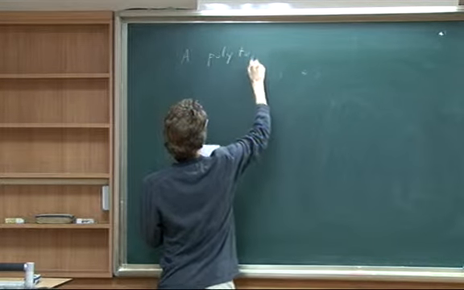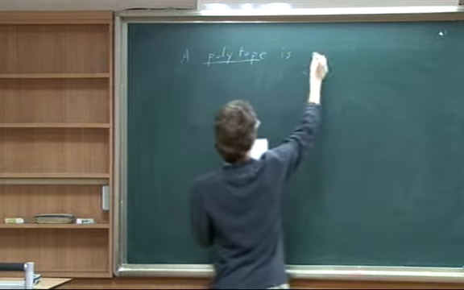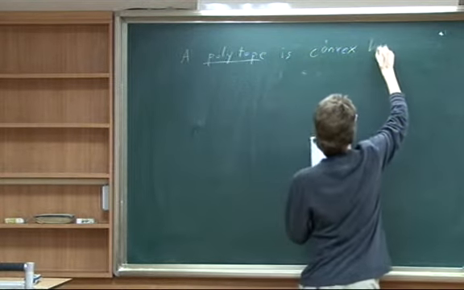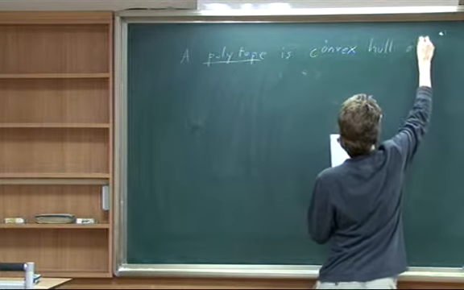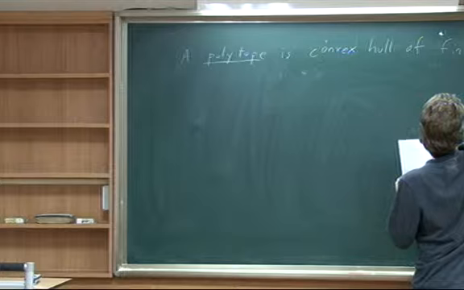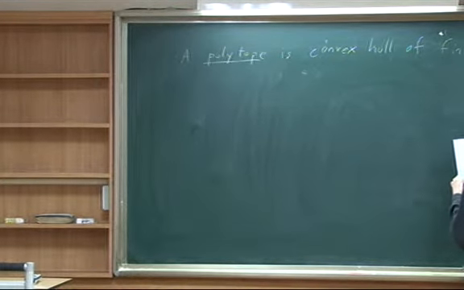A polytope is the convex hull of finitely many points in Rn.